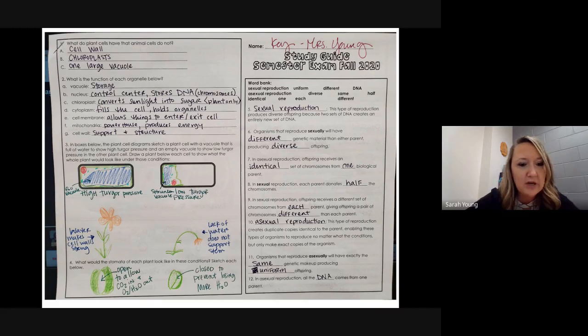What's the function of each organelle? Vacuoles store things. The nucleus is your control center. It stores DNA in the form of chromosomes. The chloroplast converts sunlight into sugars in plants. The cytoplasm fills the cell, holds all the organelles in place. The cell membrane allows things to enter and exit the cell, right? It controls the barrier between the cell and the outside world. The mitochondria is that powerhouse. It produces energy. The cell wall gives that support and structure.